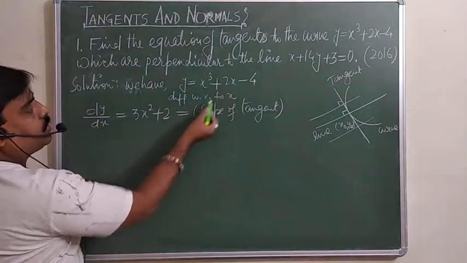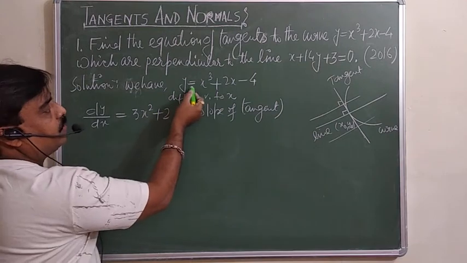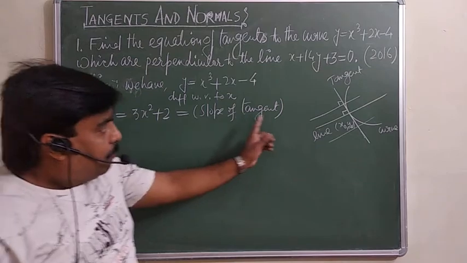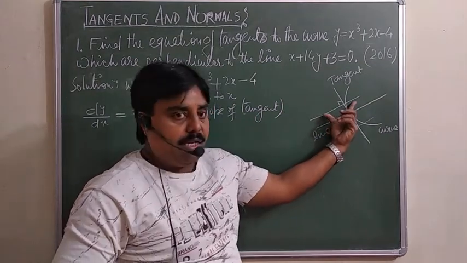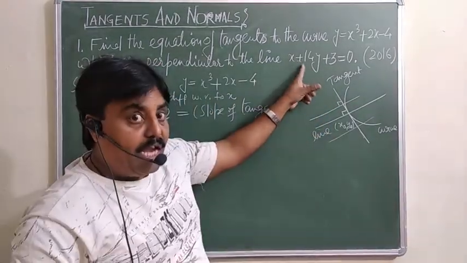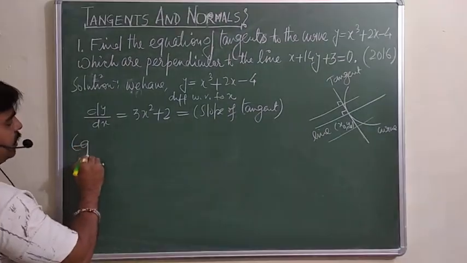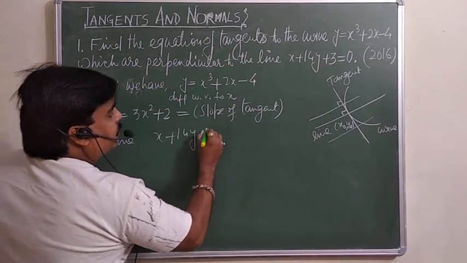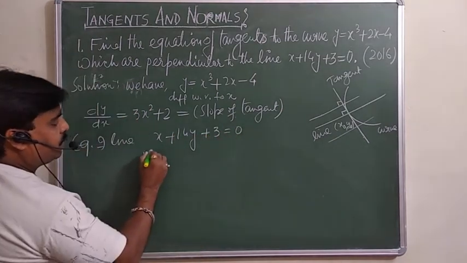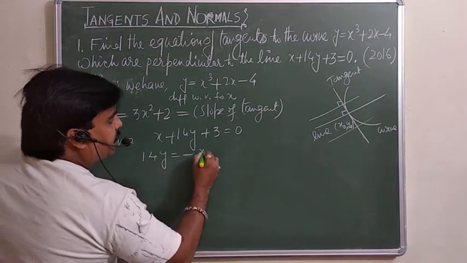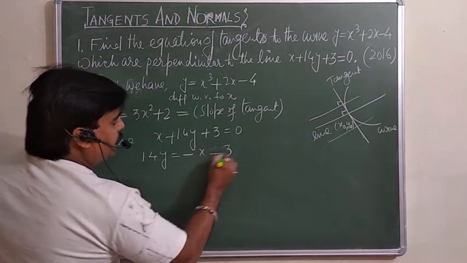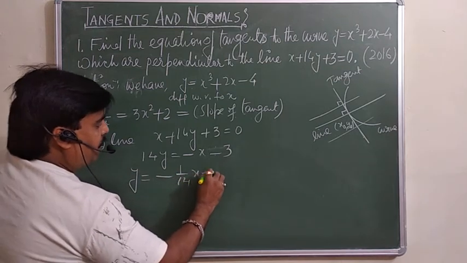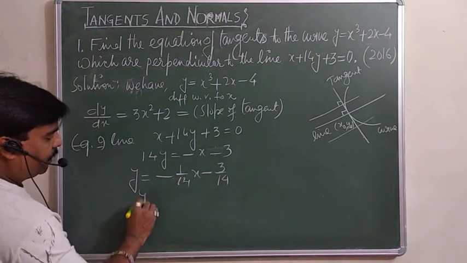So what will be the slope of this curve? The slope of the tangent: we differentiate with respect to x, so you will get dy over dx. This is the slope of the tangent. But this tangent is perpendicular to this line. So you have to find the slope of the line first. See, the equation of the line is x plus 14y plus 3 is equal to 0. So from here you can write 14y is equal to minus x minus 3. So y is equal to minus 1 over 14 x minus 3 over 14. You must compare this with y is equal to mx plus c.